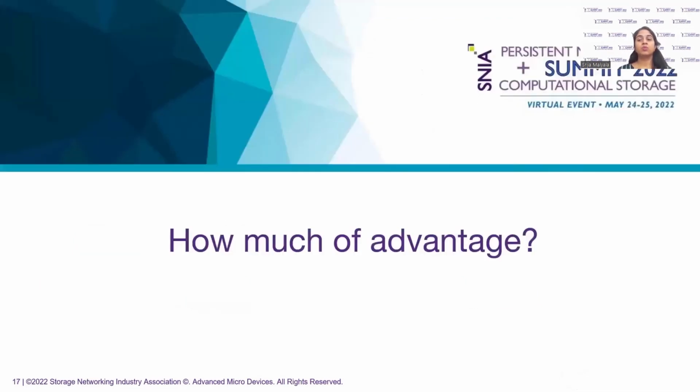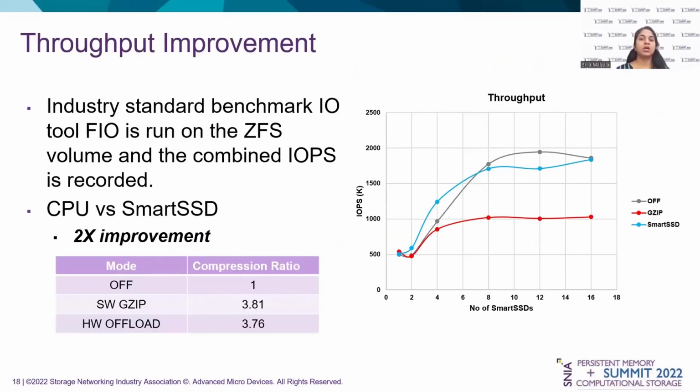Now let's see how much of an advantage we are talking about with this offloading. We have compared the value proposition against three parameters here: throughput, CPU resource utilization, and system memory efficiency. Let's see the throughput improvement first. We have used the FIO tool itself to record IOPS.